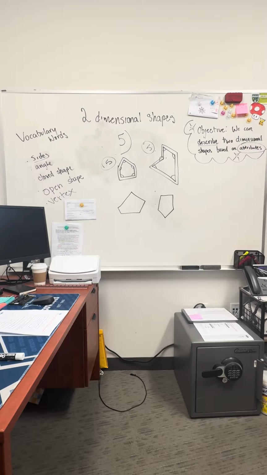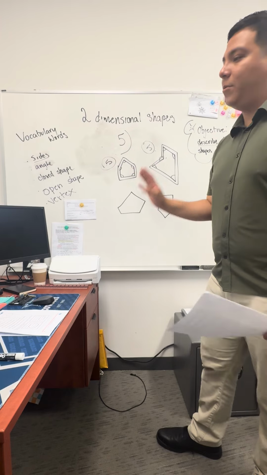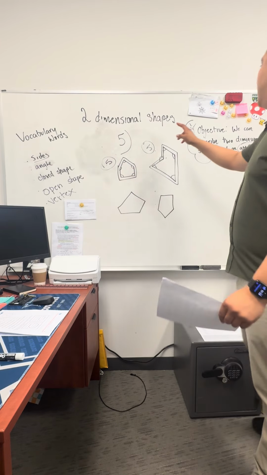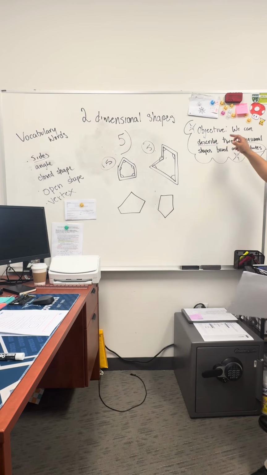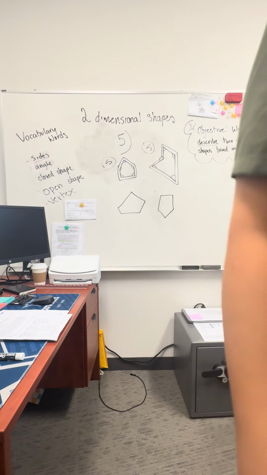All right. Oh, before we get started, one more thing. What is our objective for today? Describe two-dimensional shapes based on their attributes, based on their characteristics. Good job, you guys. Let's get started.